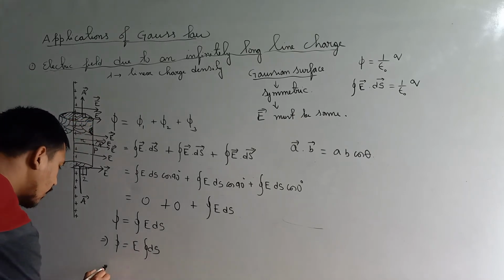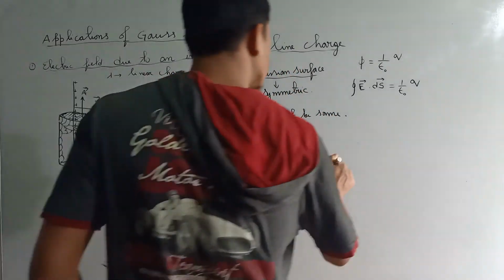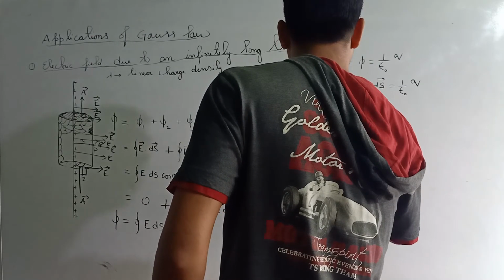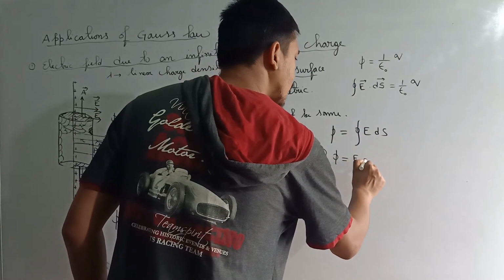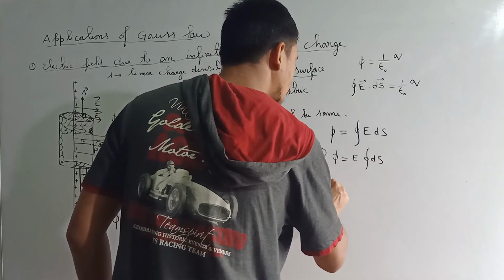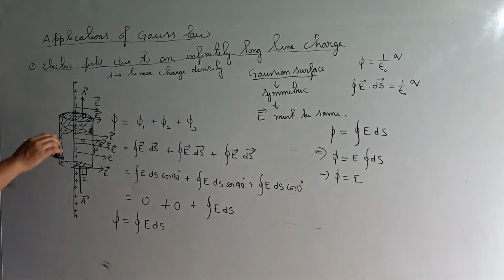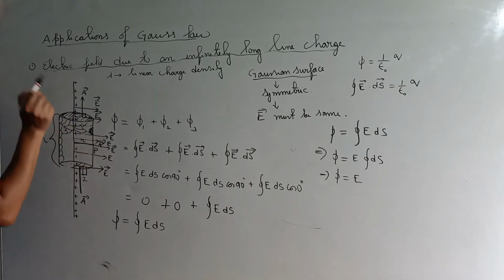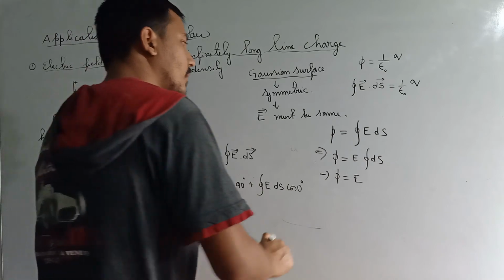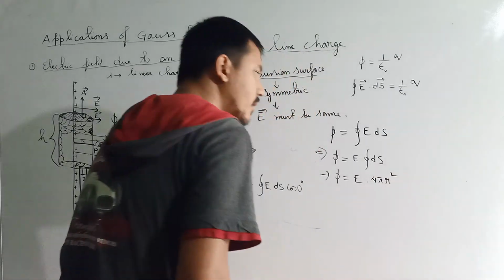So we got phi is equal to the surface integration of E ds. This implies phi is equal to E, which comes out, and then we integrate only ds. Integration of ds means the curved surface area of the cylinder. Suppose we have drawn a cylinder of radius r, and this cylinder is of height h, then the curved surface area of the cylinder will be given by 4 pi r square, correct?